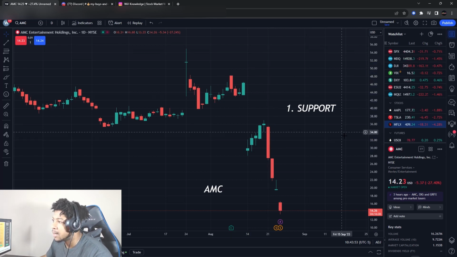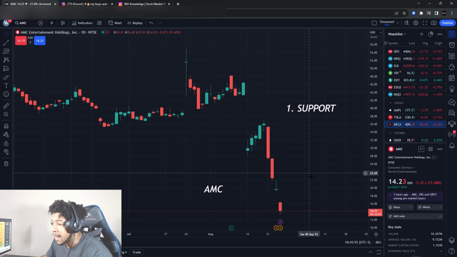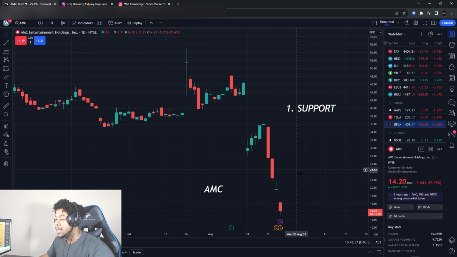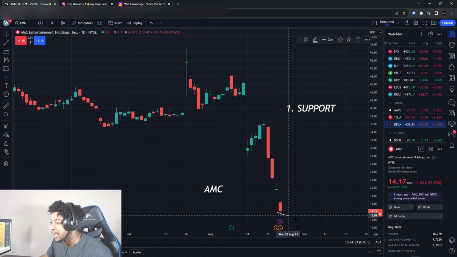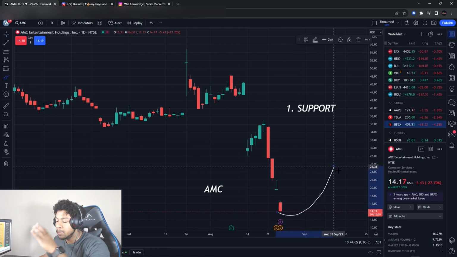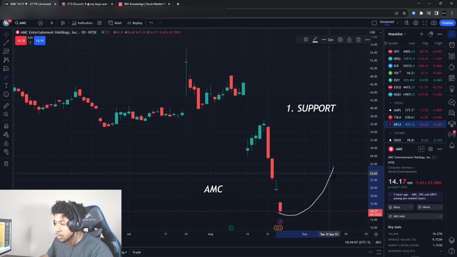We don't really know how AMC is going to be moving after the reverse split, after the conversion. That's why I said next week, that's when we could probably get in a play of AMC, because I'm expecting a reversal. The only way to play AMC right now is a reversal to higher prices.